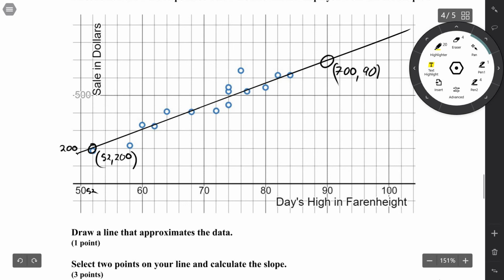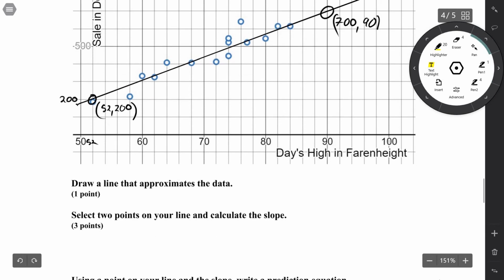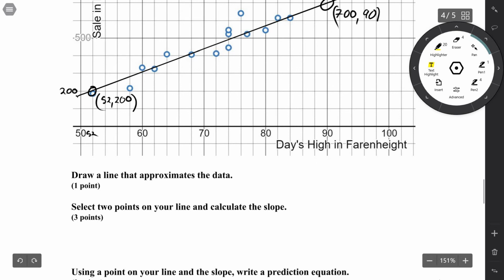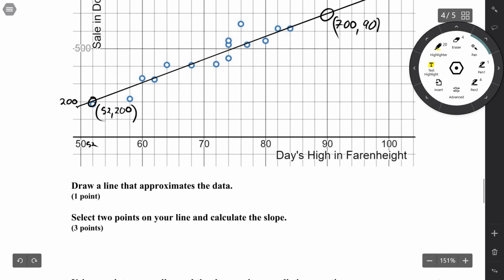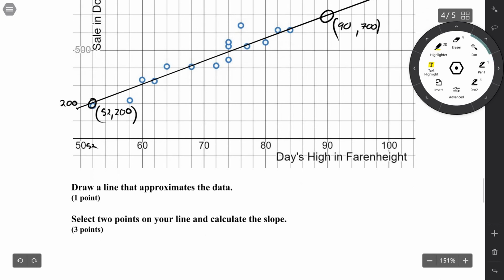All right. I'll use those 2 points to calculate the slope. So let's see, 790. Okay. Oh, I'm doing this totally backwards. Let me back up here. This is 9,700. All right, that makes a lot more sense.